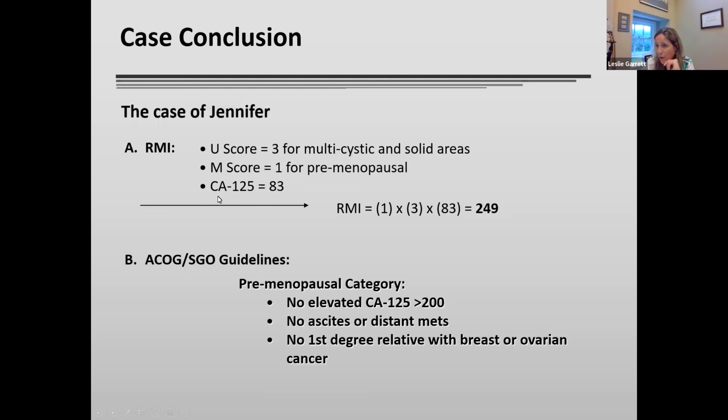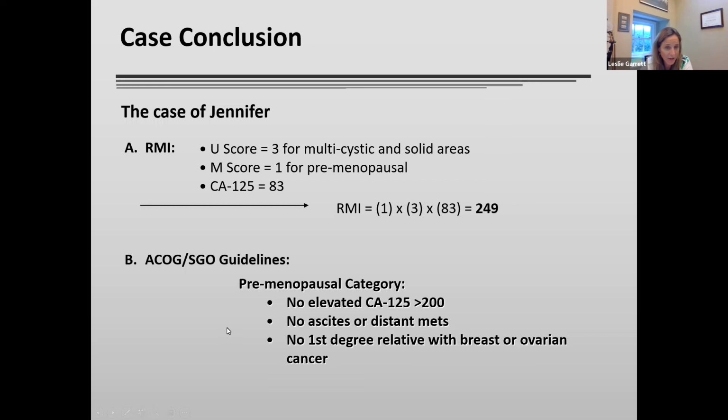Jennifer was the 27-year-old who looked like she had a hemorrhagic cyst. She was obese and oligomenorrheic. You got a 6-week ultrasound and it had drastically increased in size and didn't look so good, and they were worried about a neoplasm. You had a mildly elevated CA-125, so you put it into your risk of malignancy index and you're now above 200. But then we go to our societies, and she's not over 200. I wouldn't say that 83 is very high for a CA-125.